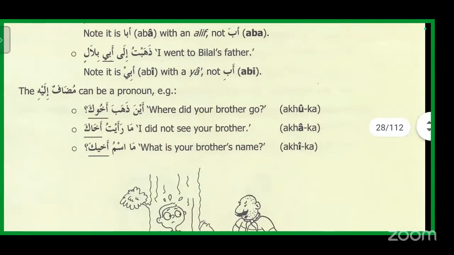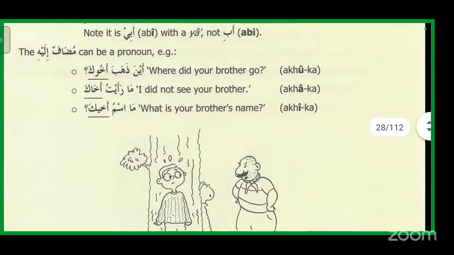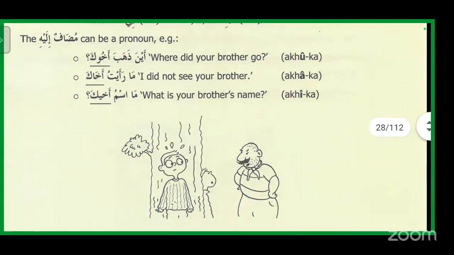The mudaf ilayhi can be a pronoun. Example. Where did your brother go? Aina zahaba akhuka. I did not see your brother. Ma ra'aytu akhaka. What is your brother's name? Masmu akhika.